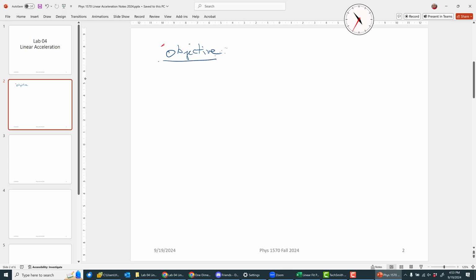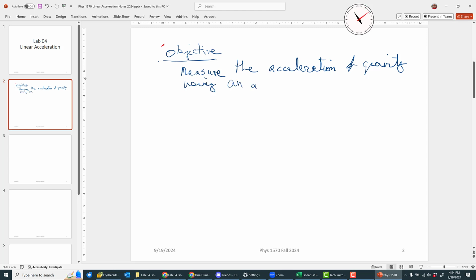So we've already learned about ticker tape, we learned how to use the spark timer, and we learned how to measure it and extract linear motion. So basically one objective today is to measure the acceleration of gravity. And I suppose we could add using an air track and a spark timer.